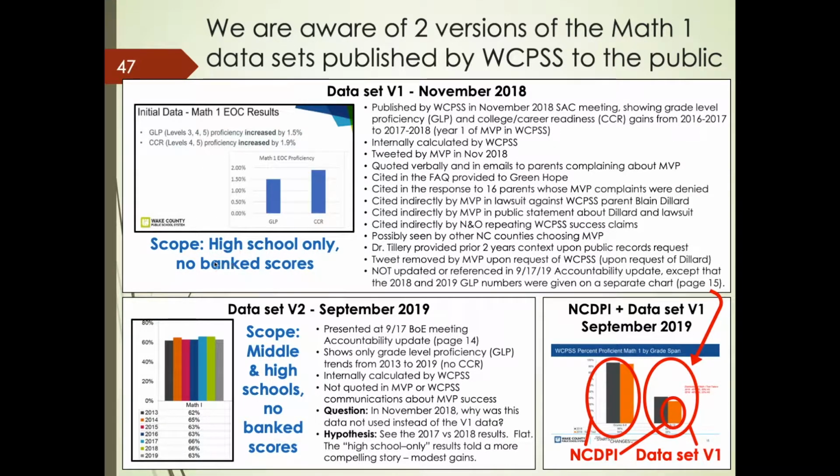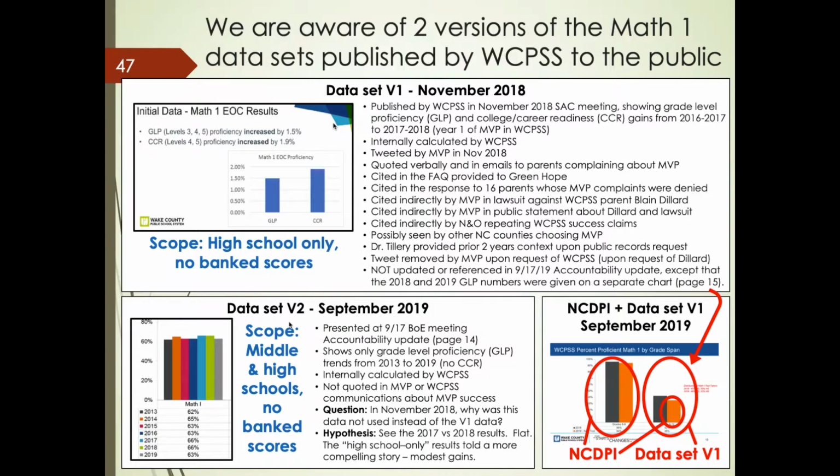So one other thing to note about this data set is this scope really was for high school only, and it did not include bank scores. So again, not labeled on the chart. This was for high school only and no bank scores. So let's talk about this next data set.